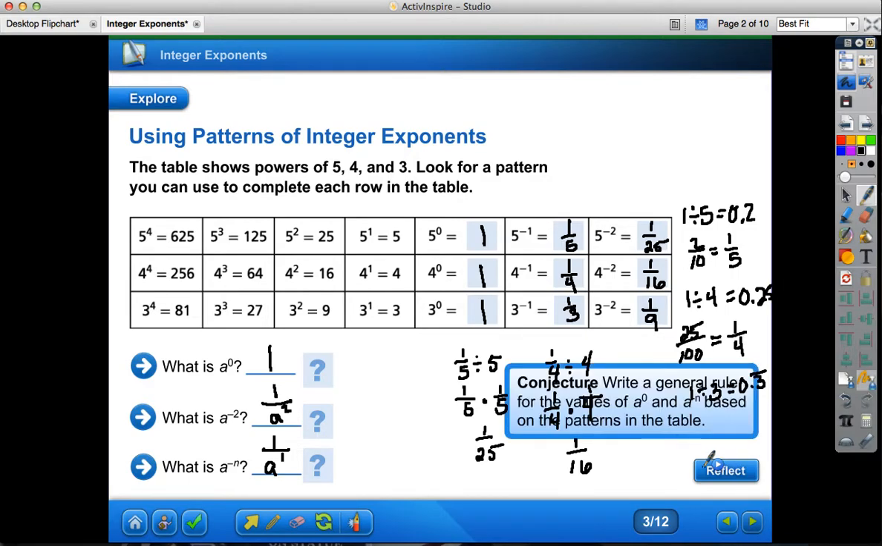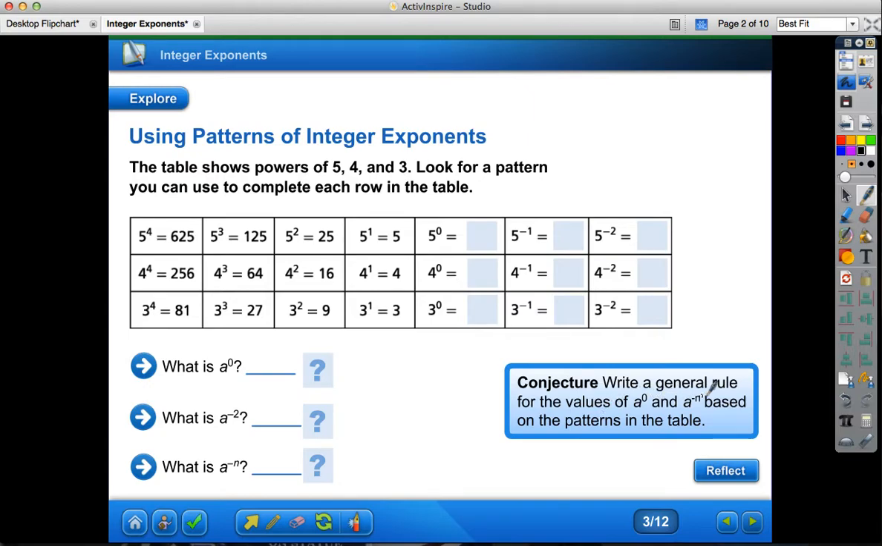So your reflection question: write a general rule for the values of a to the 0 and a to the negative n based on the patterns in the table. Right? So your general rule is what we found right here.